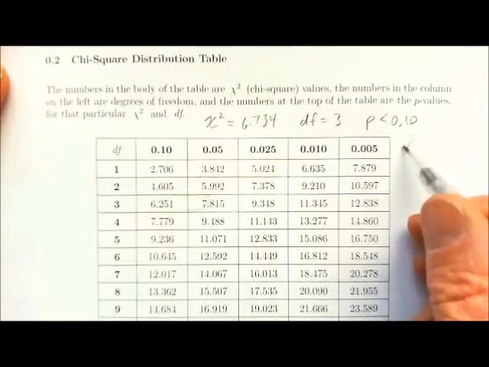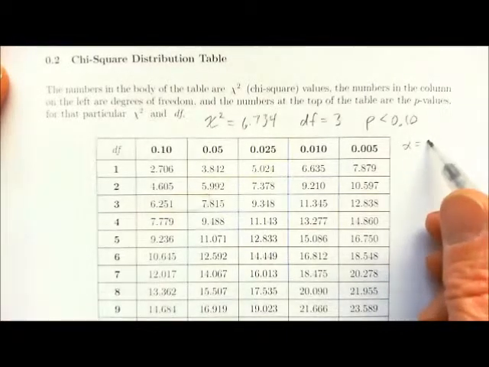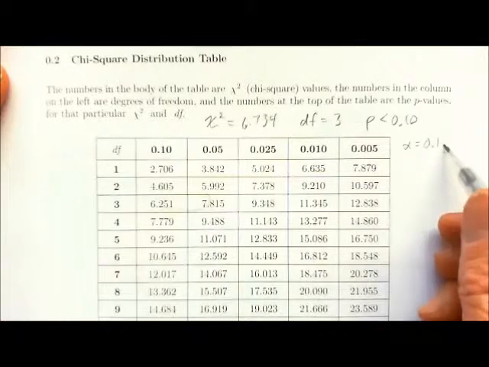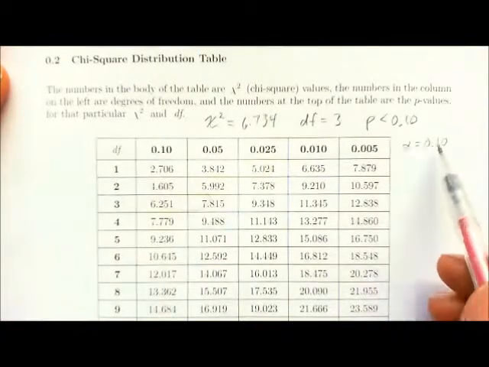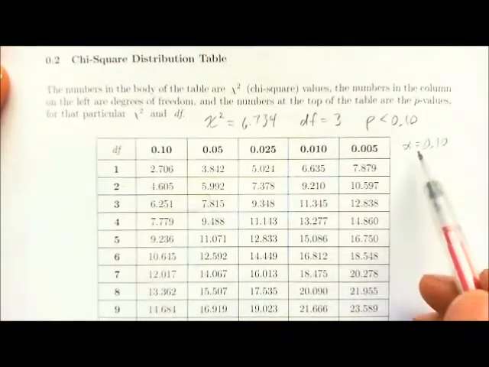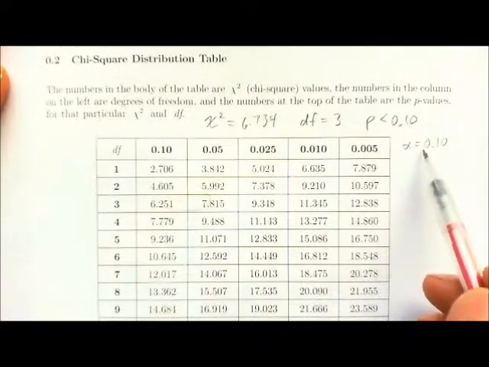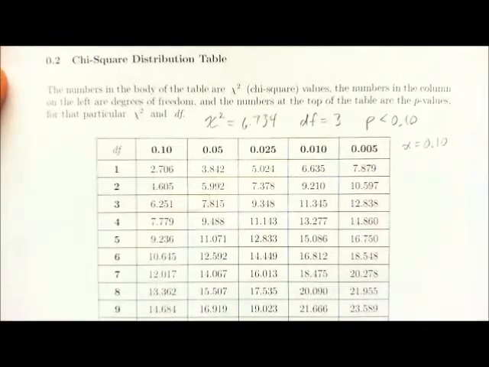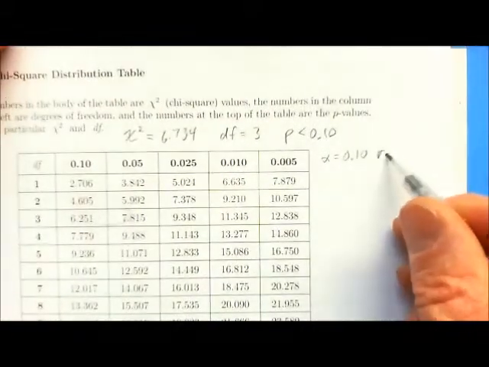If we had, for example, a level of significance of 0.10, then we would reject the null hypothesis because our p is less than 0.10, which is the alpha. So in that case, the p would be less than alpha, and we would then reject our null hypothesis.